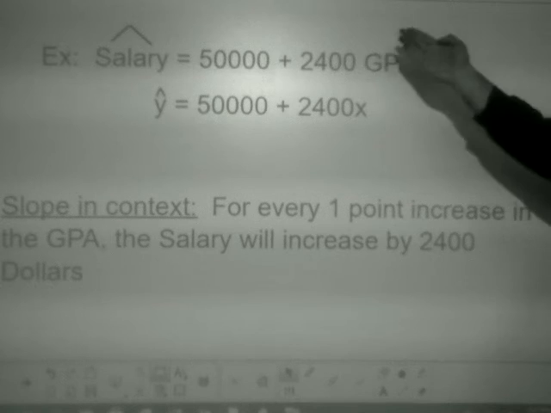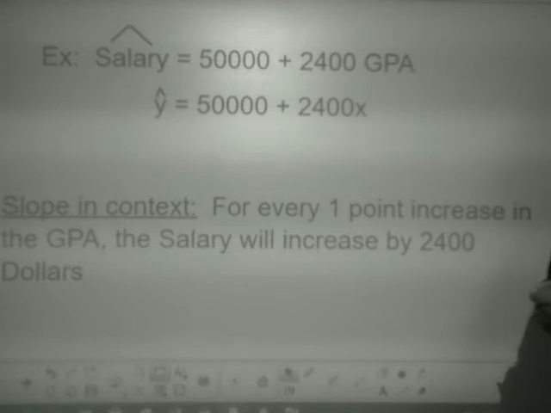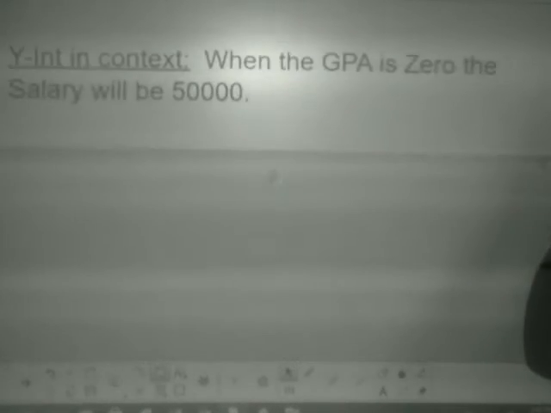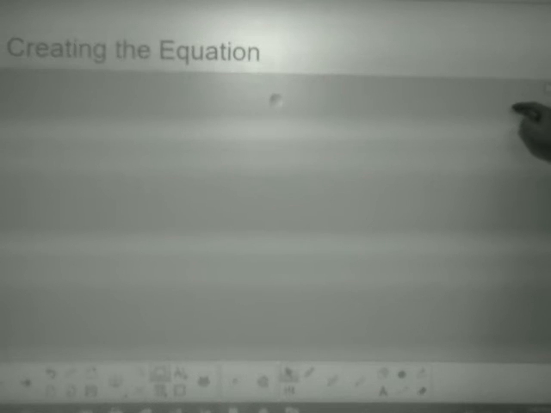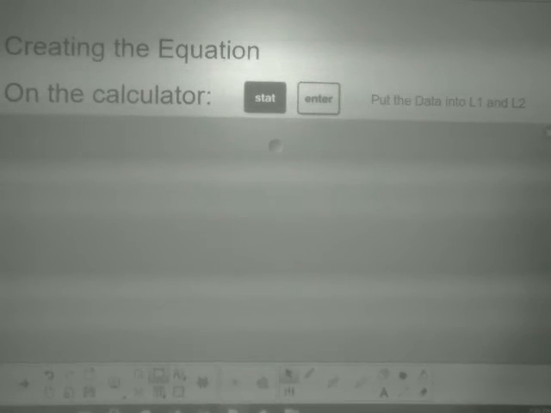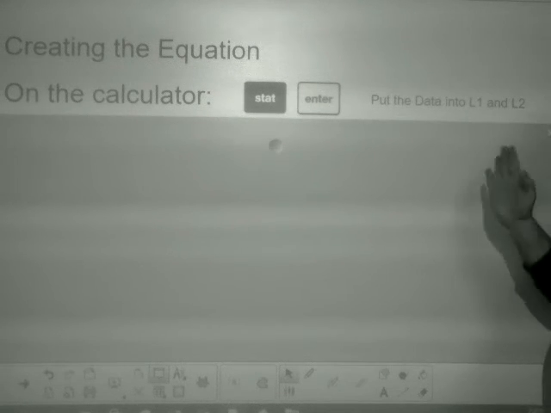You might say, well, where'd you get this equation from? Well, it's an equation that I made up and generated with the calculator. And let me show you how to create the equations on your calculator. So, for your calculator, to create the equation, you're going to get data. And what you're going to do is put the data into list 1 and list 2.